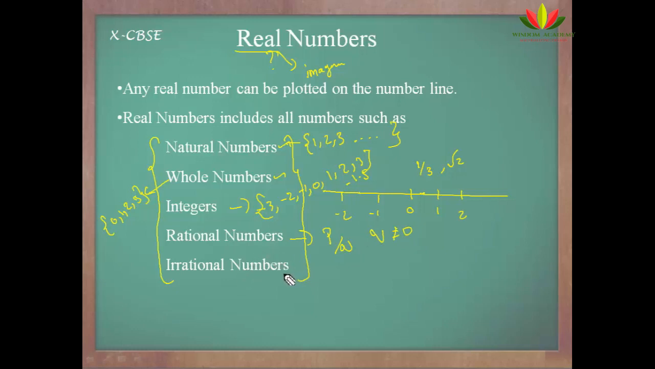The number which cannot be expressed in the form of p by q is known as an irrational number. So last year you might have studied examples of irrational numbers like pi, or root over 5 or root over 2, the roots of prime numbers, which we can say are irrational numbers. Okay.